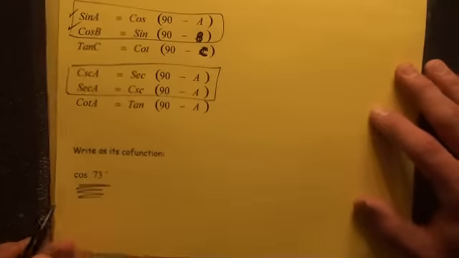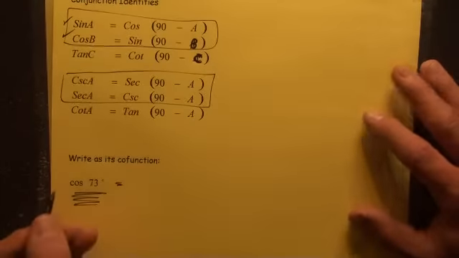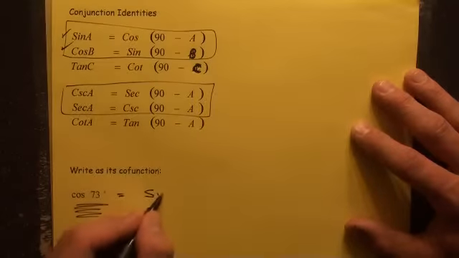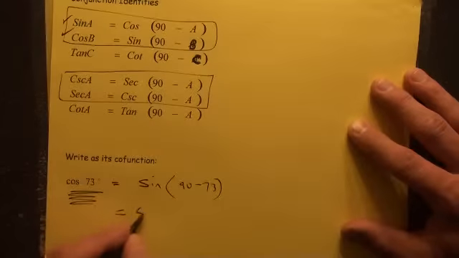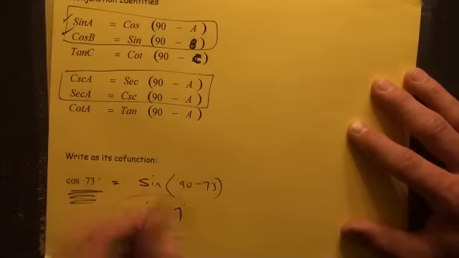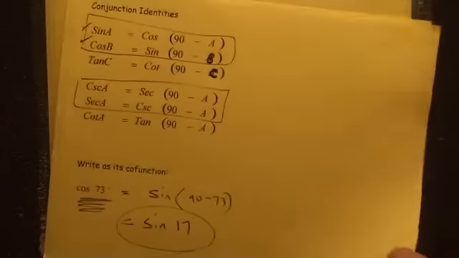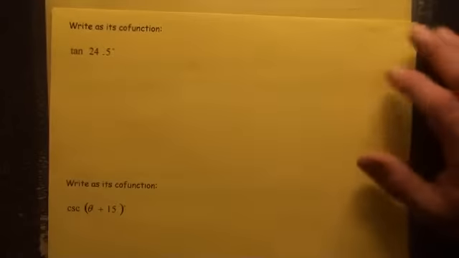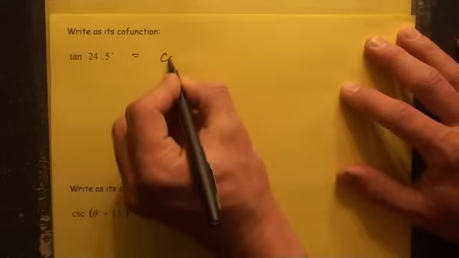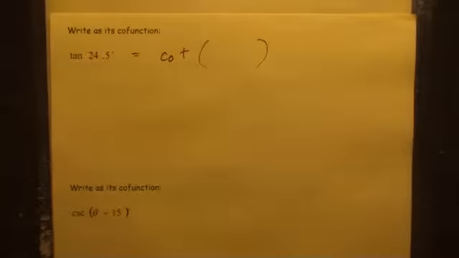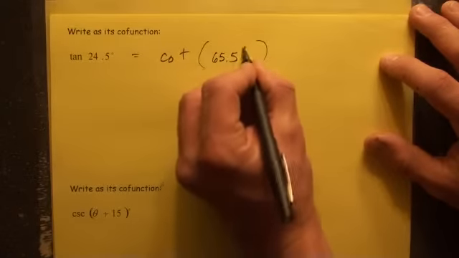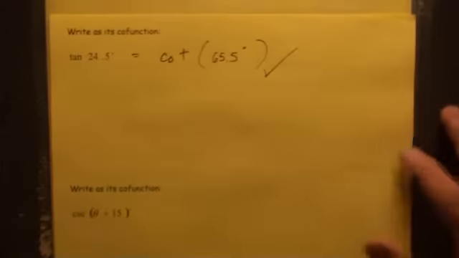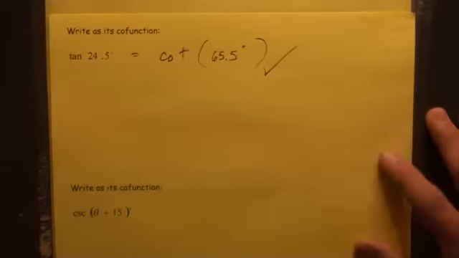Now, let's go ahead and take a look at this. Let's write cosine 73 as a cofunction. It's very simple. The cofunction would be sine of 90 minus 73, so therefore, sine of 17 degrees. It's that easy. Next one, tangent 24.5 would equal cotangent of whatever 90 minus 24.5 is, which would be 65.5 degrees.